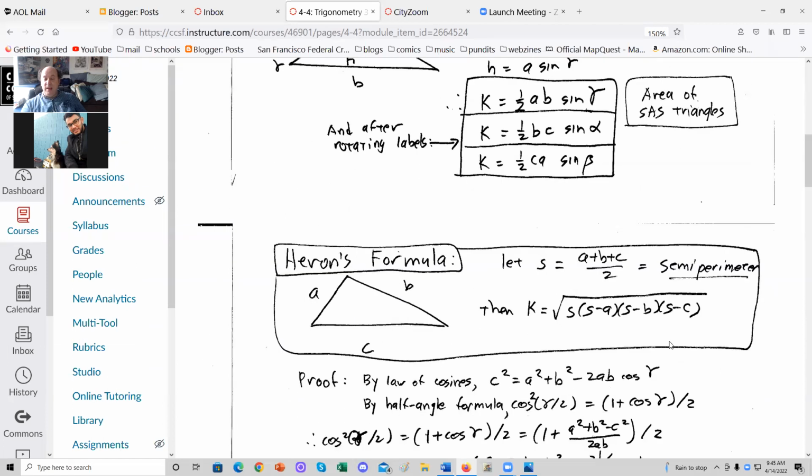Now for a side side side triangle, given sides A, B, and C, then K is this expression where S is A plus B plus C over 2, half the perimeter, therefore called the semi-perimeter. And K equals the square root of the quantity S times S minus A times S minus B times S minus C. This is a nicely symmetrical formula. If you switch around A, B, and C, you get the same formula. So we only need this one formula for side side side problems.